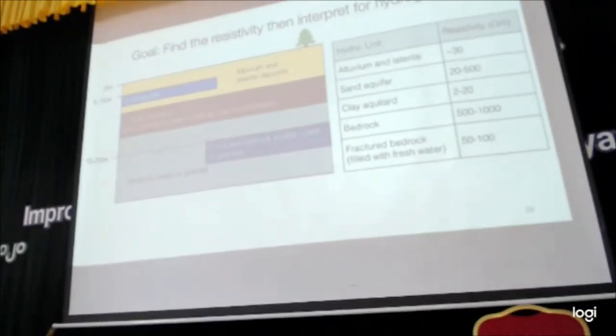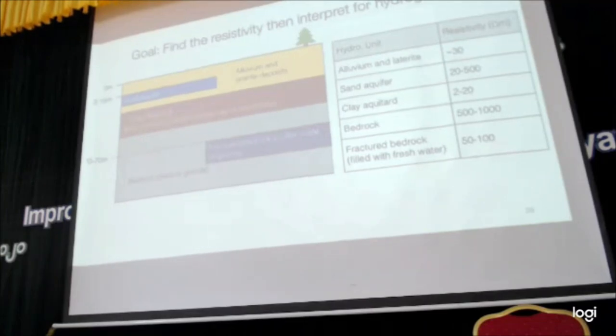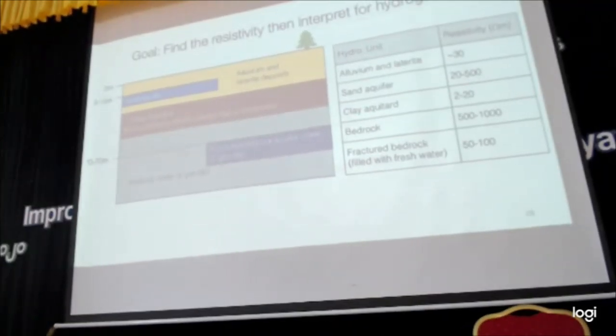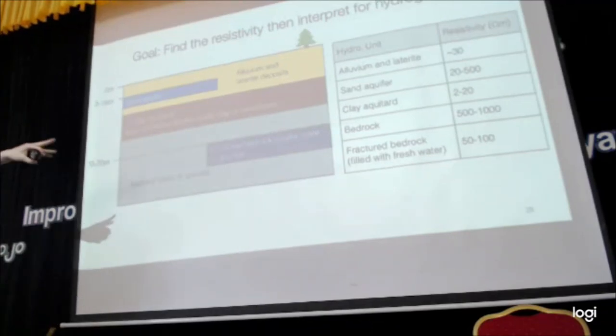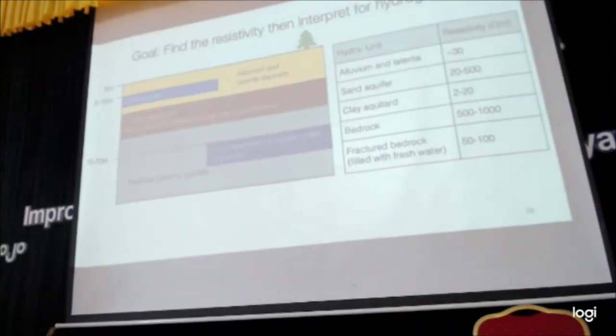We're going to talk about this later, don't worry. So anyways, of course, we're trying to find this resistivity and then find the rock types so we can find the water. Find the resistivity. Yeah. Find resistivity, then find rock types, then find the water. Right. So we have this diagram of this general picture of the hydrogeology underground and then matching those units to the expected resistivity value.